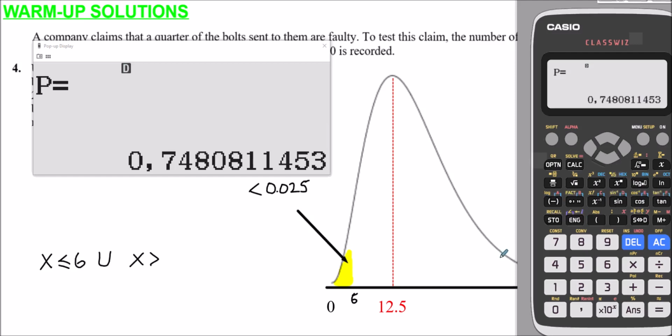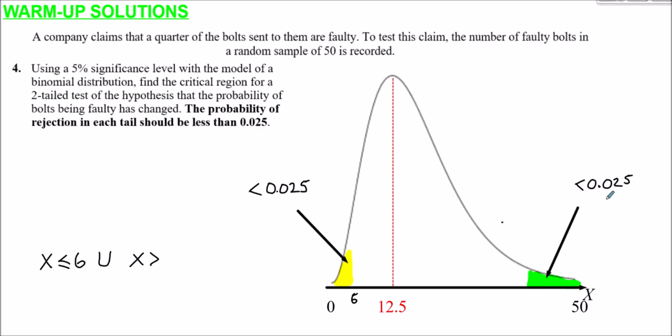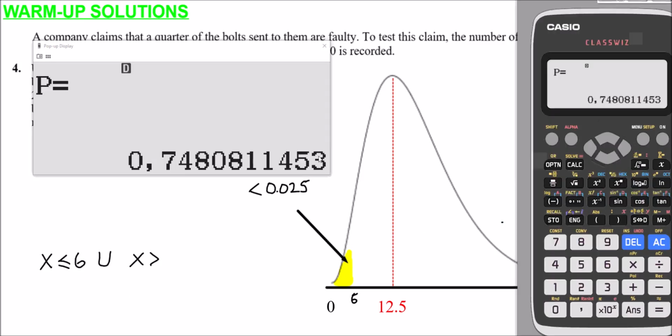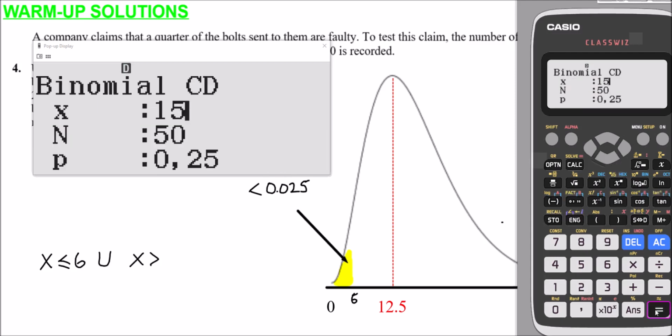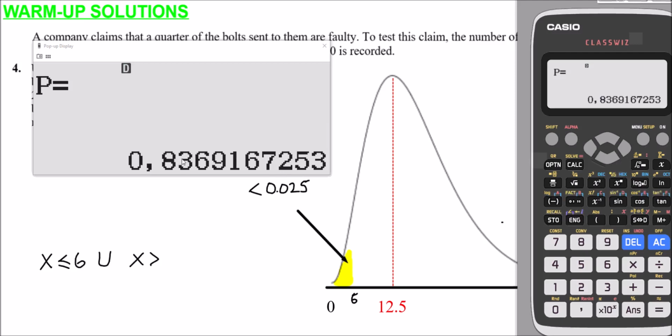So the chance of having 14 or fewer bolts being faulty is about 75%. That means at this higher end, we've got about 25%. So what we need here, to make it clearer, is 1 subtract this value needs to be just less than 0.025. It's the first time we do that, so that 1 minus this gives us something just a bit less than 0.025. So clearly 14 wasn't there. Let's try 15. 1 minus this would be about 0.16-ish, still not less than 0.025 though, because 0.16 is bigger.